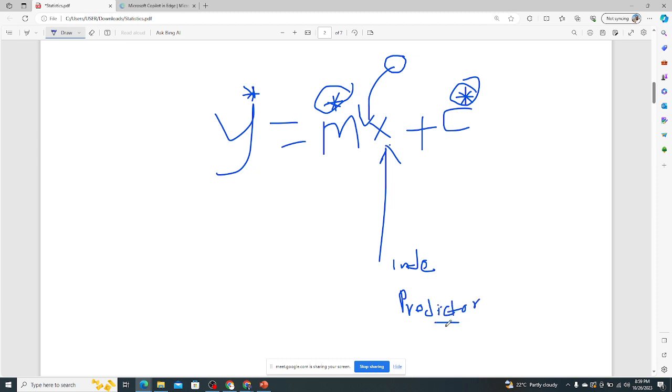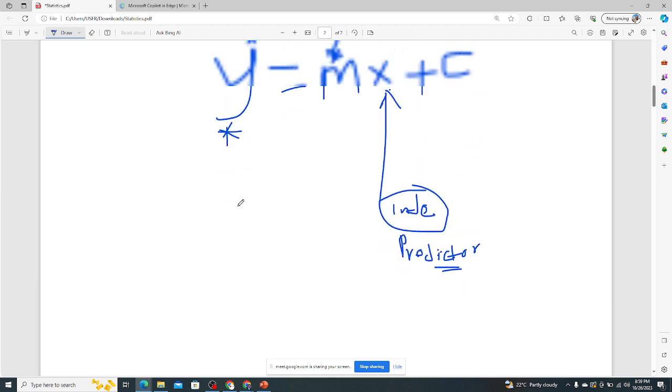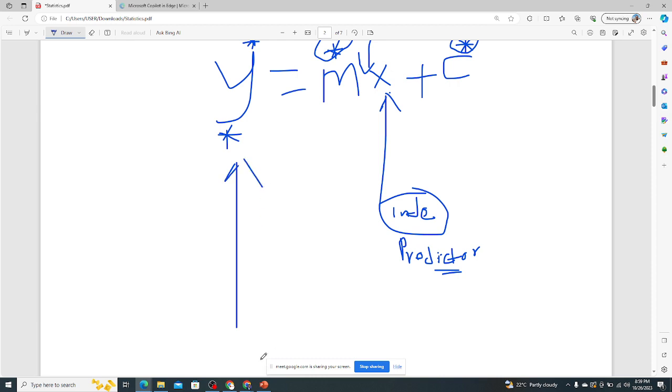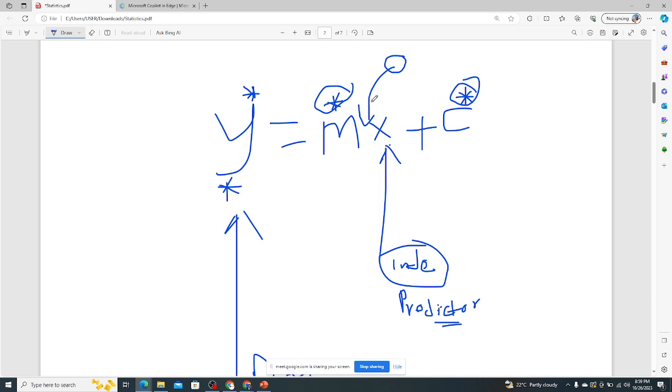Predictor variable. Why? Because it is the value being used to predict our output, which is our y. Then we have y. We usually call y the dependent variable. Why? Because it depends on this variable and some constants to get the value of y. So that's why we usually call it the dependent variable.